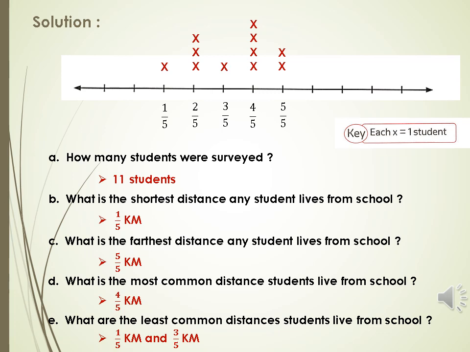Letter D. What is the most common distance students live from school? The greatest number, the most common distance, is 4/5 kilometer. Last one. What are the least common distances students live from school? We find that 1/5 kilometer and 3/5 kilometer are the least common distances.